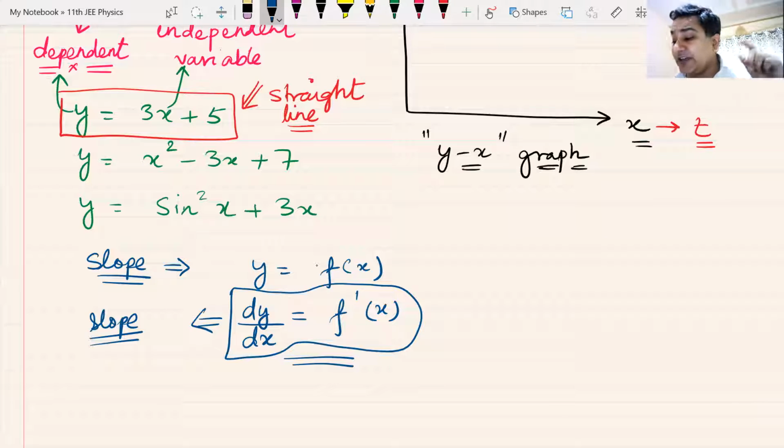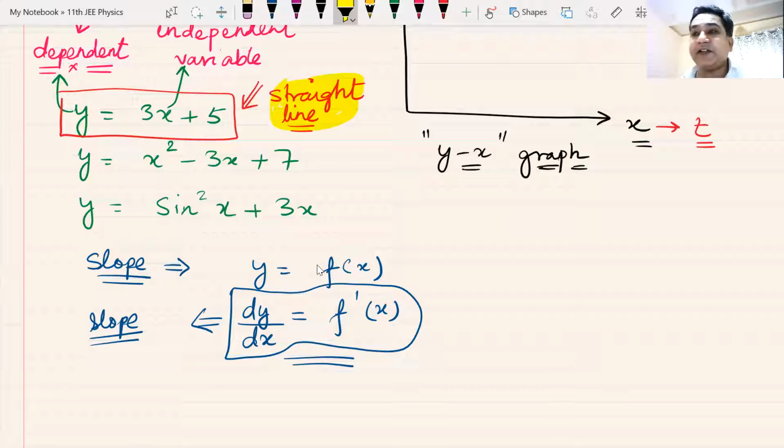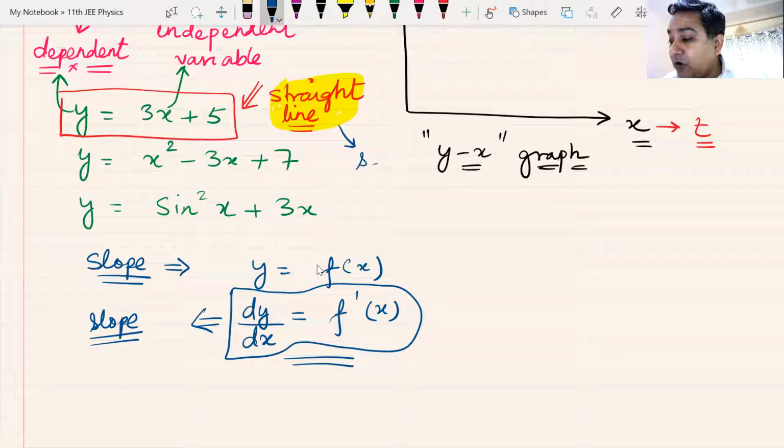Now, the slope of a straight line graph, we had discussed. Can anyone remind me what happens to the slope of a straight line graph? Why do we call it a very simple graph? It remains the same. Yes, Anjali. It is always the same or constant. The slope of a straight line is constant.